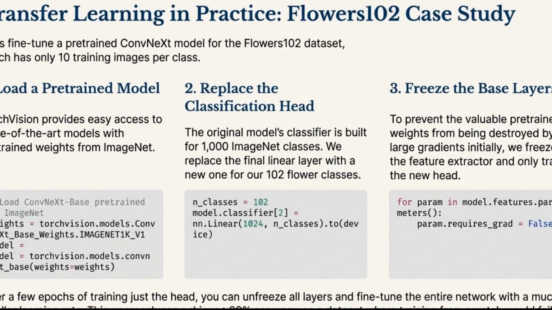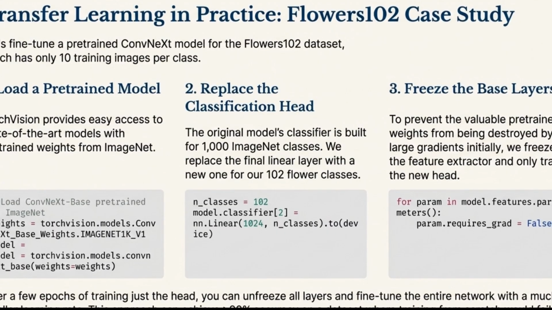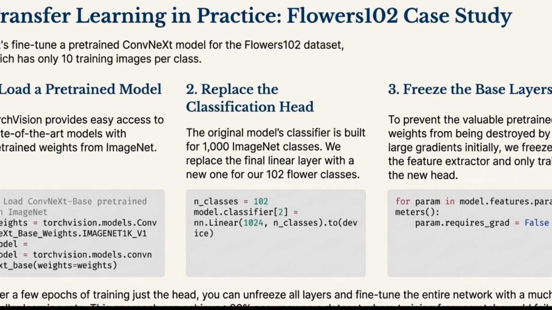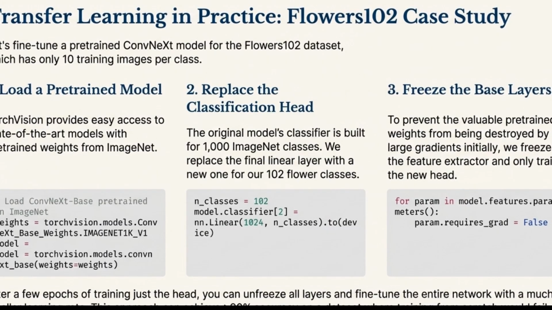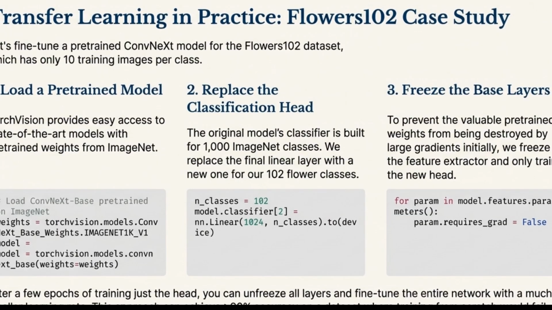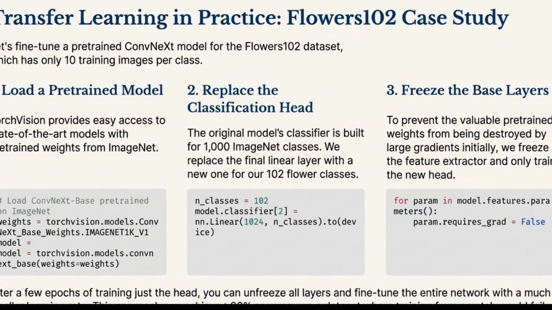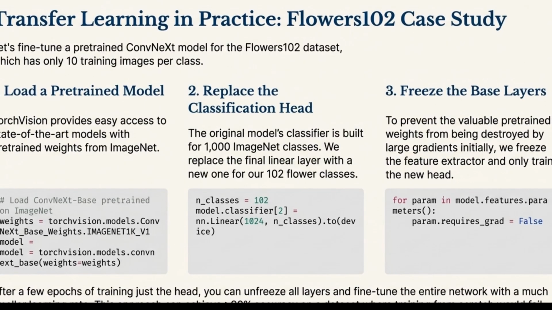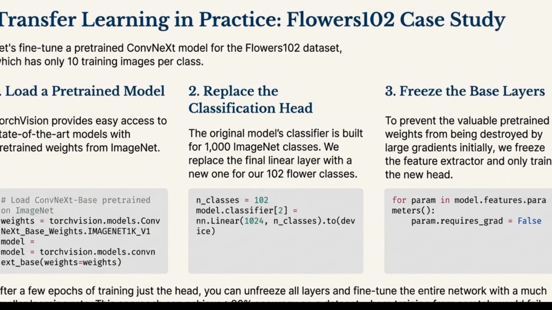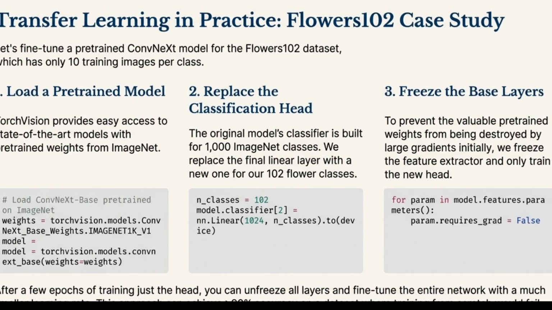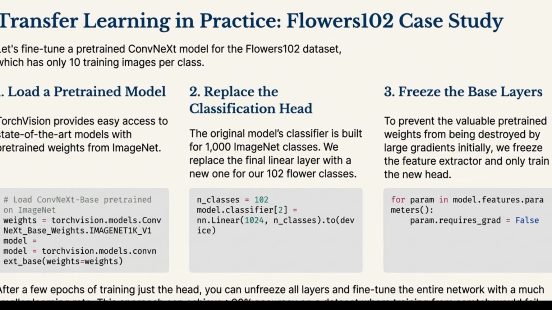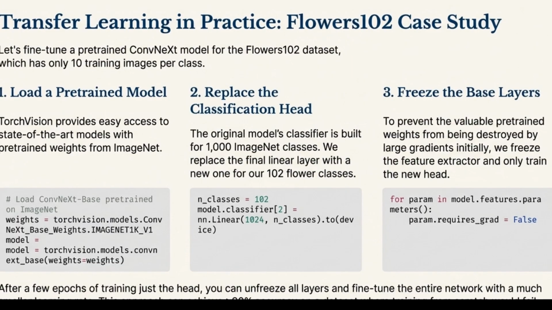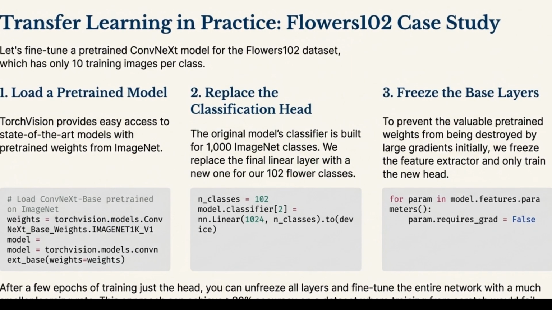Step 2 is to replace the classification head. The original ConvNeXT model has a final linear layer designed to output 1,000 values for ImageNet classes. We replace this layer with a new linear layer built for our specific task, in this case, 102 flower classes. We target the specific index of the classification layer, model.classifier[2], and instantiate a new linear layer with the correct output size.